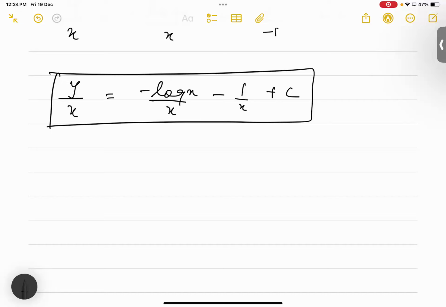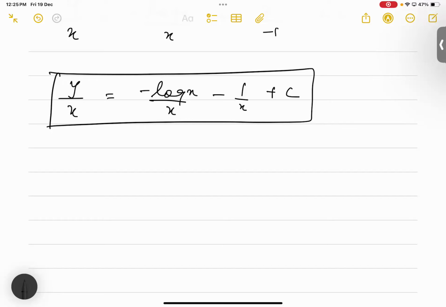MCQ 9, 10, and true or false one is self-study. You just have to calculate the integrating factor. In MCQ number 10, it is not d square y by dx square, it is dy by dx. Okay. So 9, 10, and true or false one is self-study. You just have to calculate what? Integrating factor. Okay. Now we'll go to the type 2.